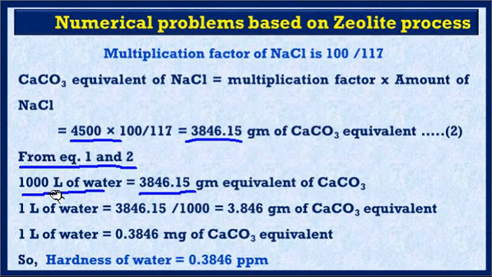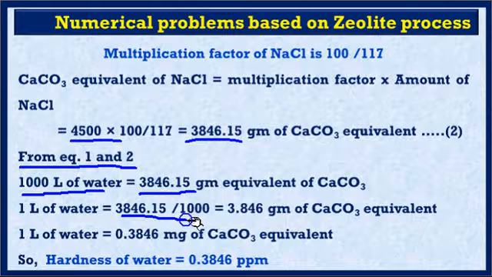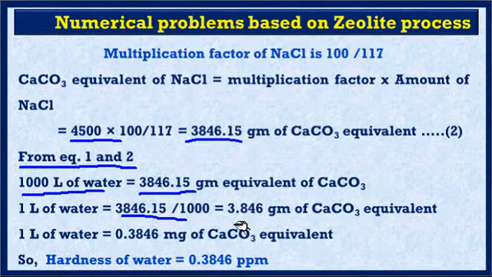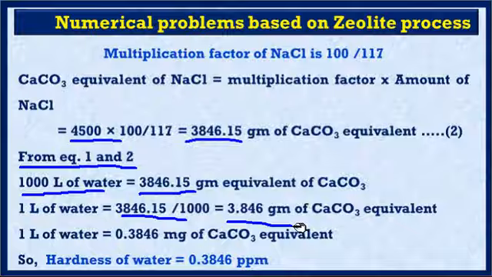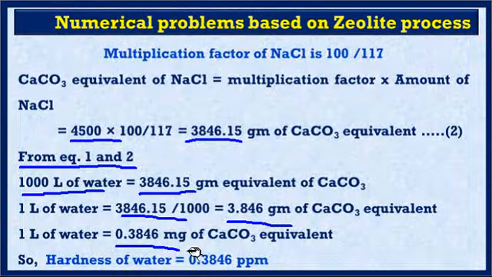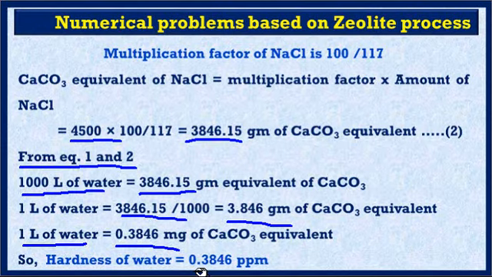If 1000 liter of water is equal to this much CaCO3 equivalent, then 1 liter of water is equal to 3846.15 divided by 1000, so this is 3.846 gram of CaCO3 equivalent. We know that hardness is expressed in milligram per liter, so we have to convert this gram into milligram. So this is the 0.3846 milligram calcium carbonate equivalent in 1 liter of water. So the hardness of this water sample is 0.3846 ppm.